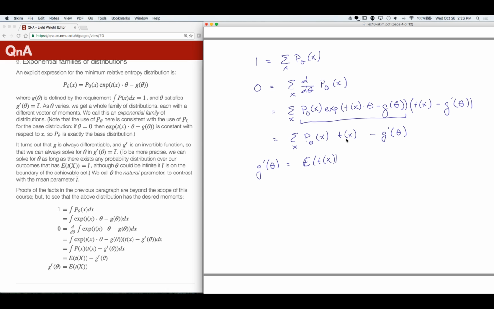Somebody's asking, is the maxent and the minimum relative entropy solution equivalent? So they're equivalent if your base distribution is uniform. If your base distribution is not uniform, then the minimum relative entropy solution will be different. So the minimum relative entropy is a generalization of maxent.